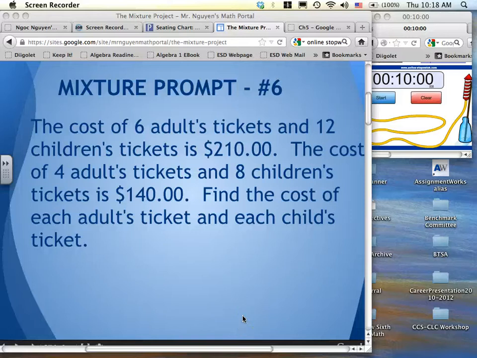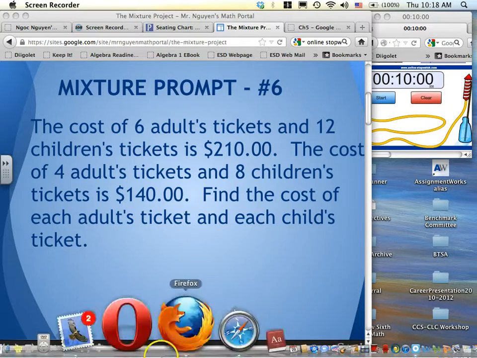So mixture problem number 6, guys. The background information tells you that we have a family of 6 adults and 12 children going to this theme park paying $210, right? A second family with 4 adults and 8 children going to the same theme park paying $140. Okay, don't forget, this is the same theme park. It means that the price per adult and the price per child should be exactly the same. And your ultimate goal is to figure out what is the price for each, right? Each adult and each child.